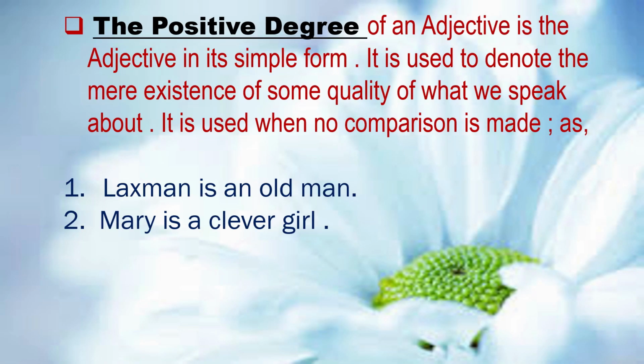The first one is the positive degree. The positive degree of an adjective is the adjective in its simple form. It is used to denote the mere extent of some quality of what we speak about. It is used when no comparison is made. For example, Lakshmana is an old man. The second one is Mary is a clever girl.